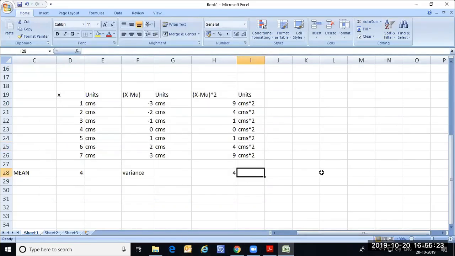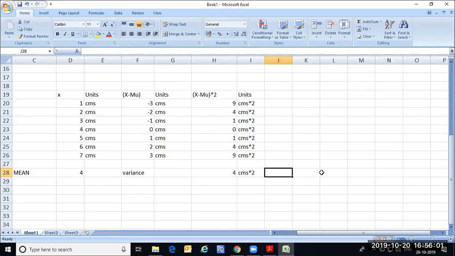And when I calculate the variance, what would be the units of the variance? Centimeter square. Is there any meaning for centimeter square or liter square or rupee square? There is no meaning associated with it.